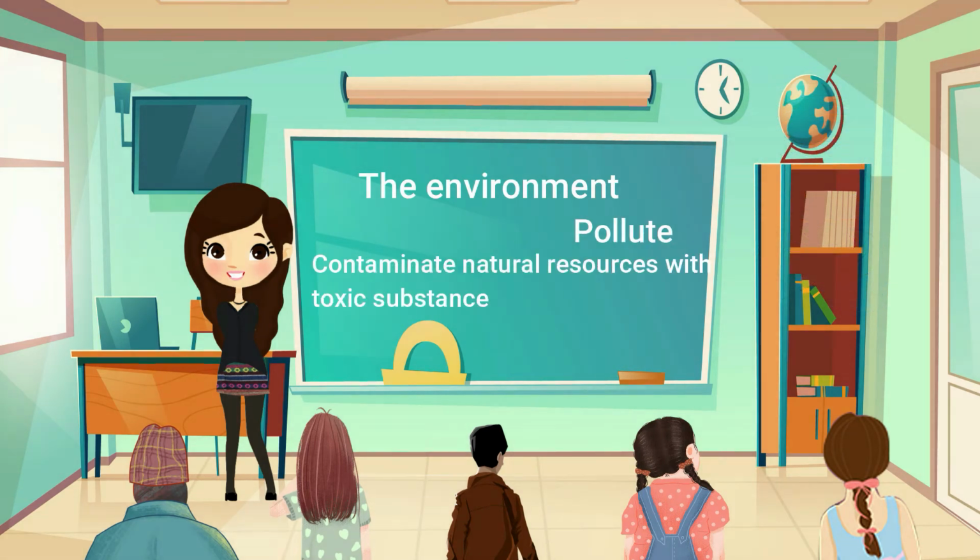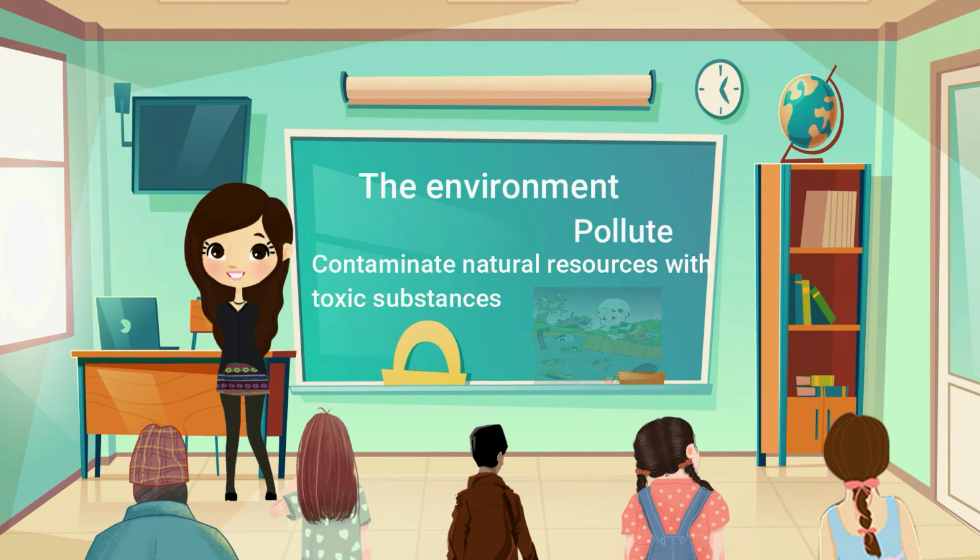Now we find pollute. Pollute is contaminate natural resources with toxic substances. For example, when we threw garbage into rivers or seas, so the water became really dirty and the fishes cannot live there anymore. Poor fish.